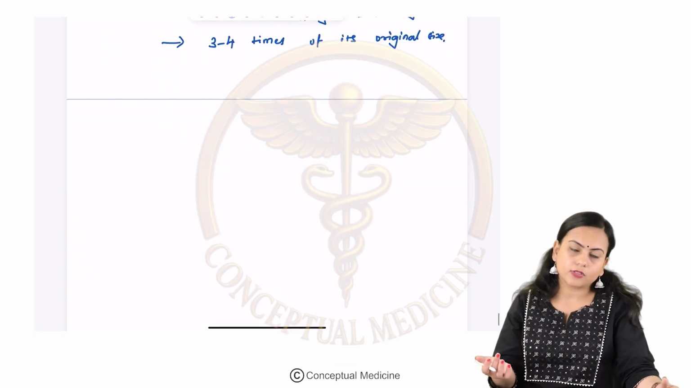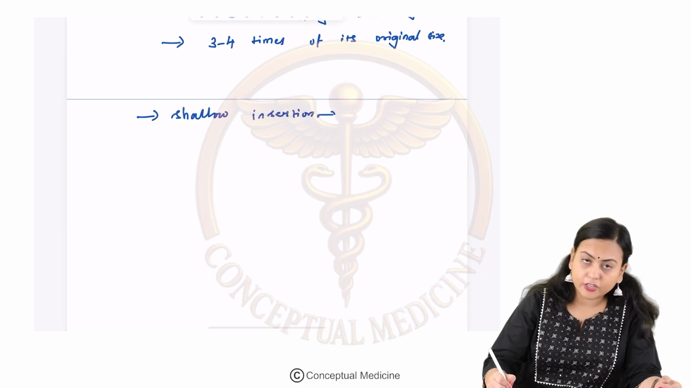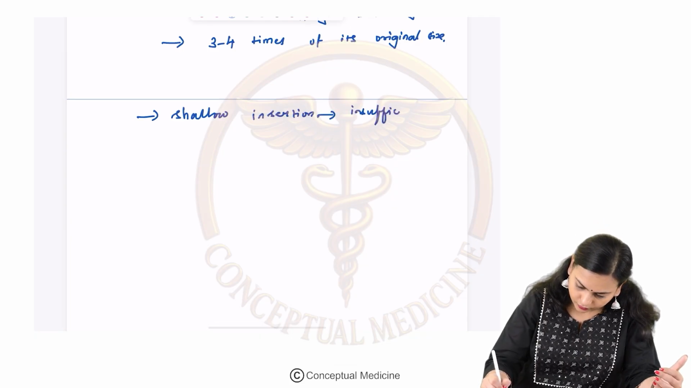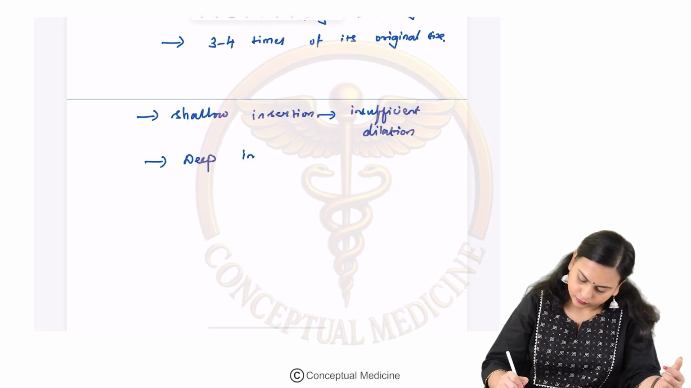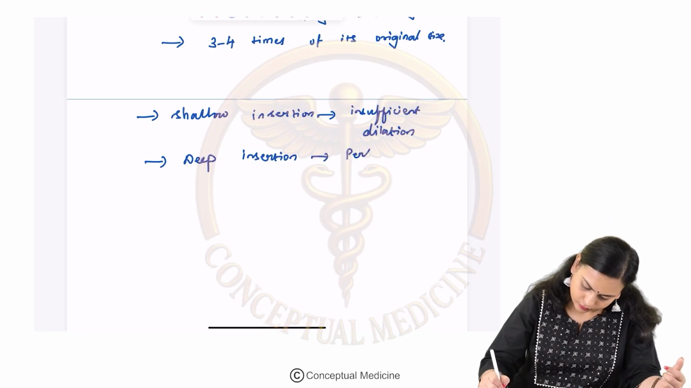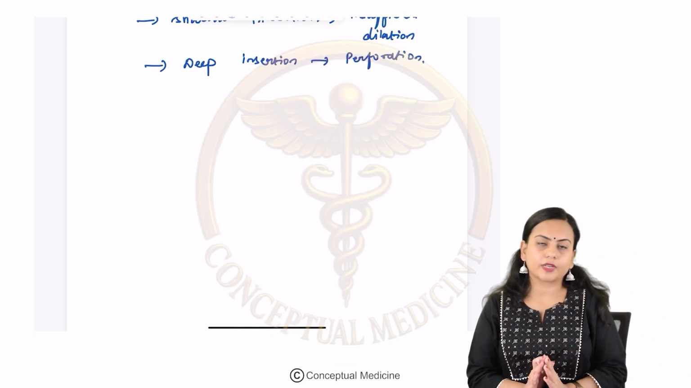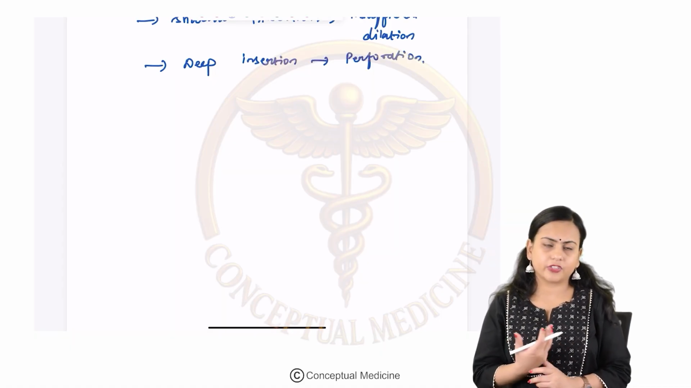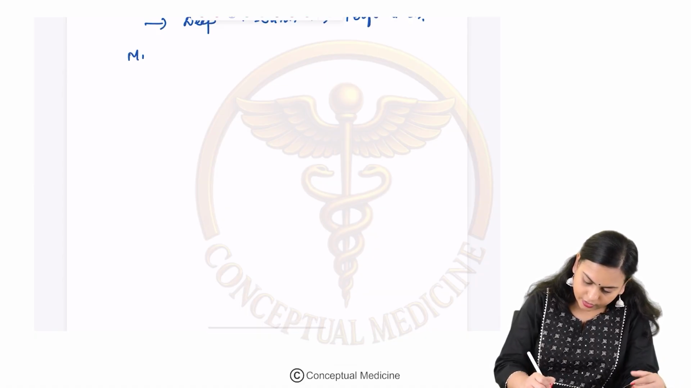Okay. And there is also another problem with this. Suppose if you do a shallow insertion, it can lead to insufficient dilatation. And when you do a deeper insertion, it can lead to perforation. Okay. But when you keep these hygroscopic dilators, patient can void or she can move or she can pass stools without any limitations. Okay. And next one is, we can even use Misoprostol.